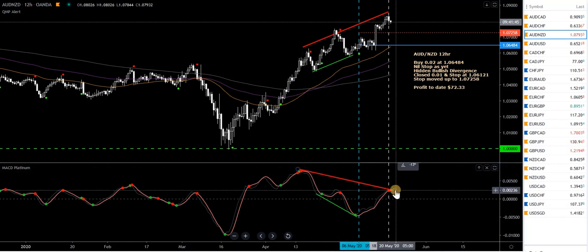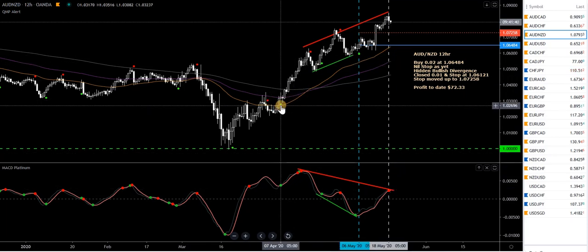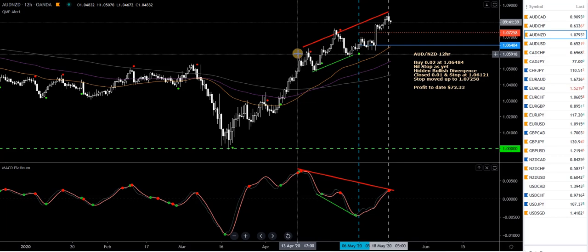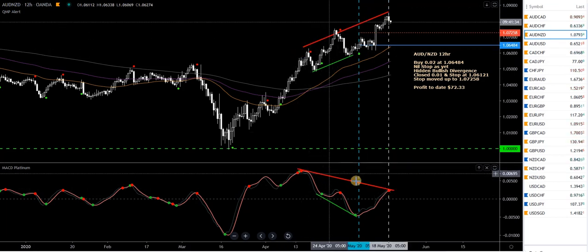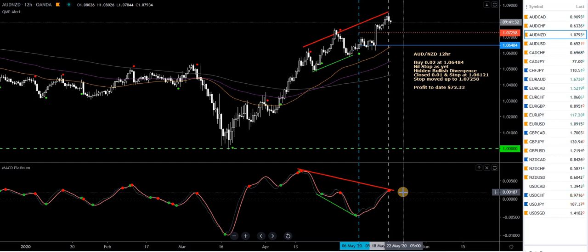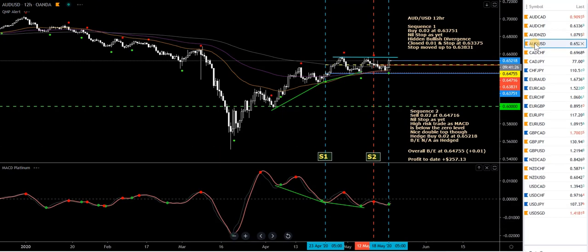Again, I've already started to draw the trend lines in. Nothing's been confirmed yet because I haven't got a new red dot on the QMP filter. You can see prices going higher, the oscillator or the MACD Platinum's going lower, so possible bearish divergence setting up there. But just a stop moved up, locking in some profit. Aussie USD. Notice there's a lot of buys today. A lot of buys.